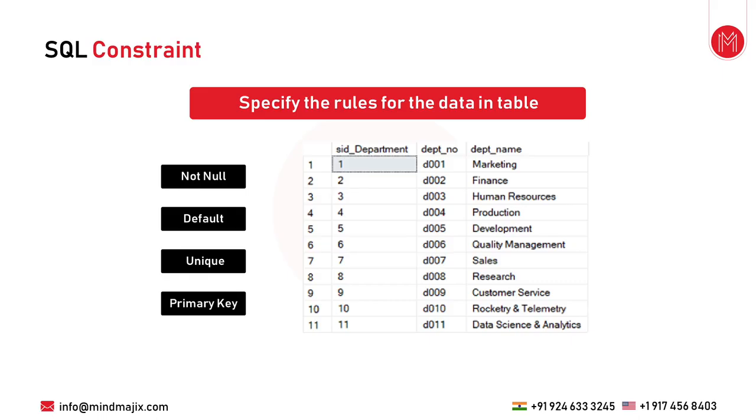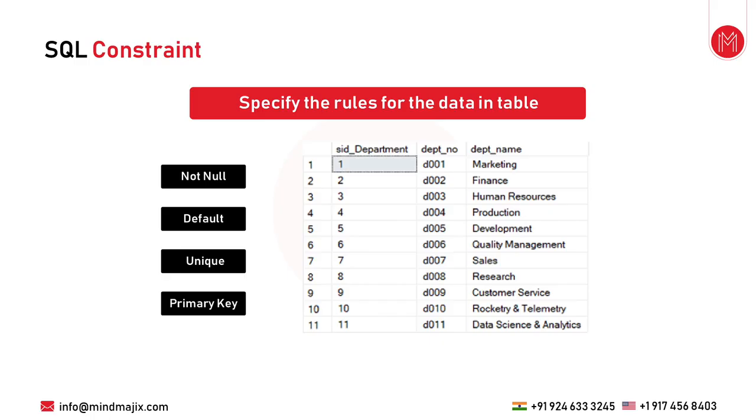There are mainly four kinds of constraints: not null, default, unique, and primary key. Now, talking about not null, when we define a constraint as not null, that means that particular column cannot hold a null value. Default stands for an option where we need to give a default value for a specific column. For example, if I'm making a table and I set the employee age as default to 25, that means that particular column in the table will always hold 25 as a value.